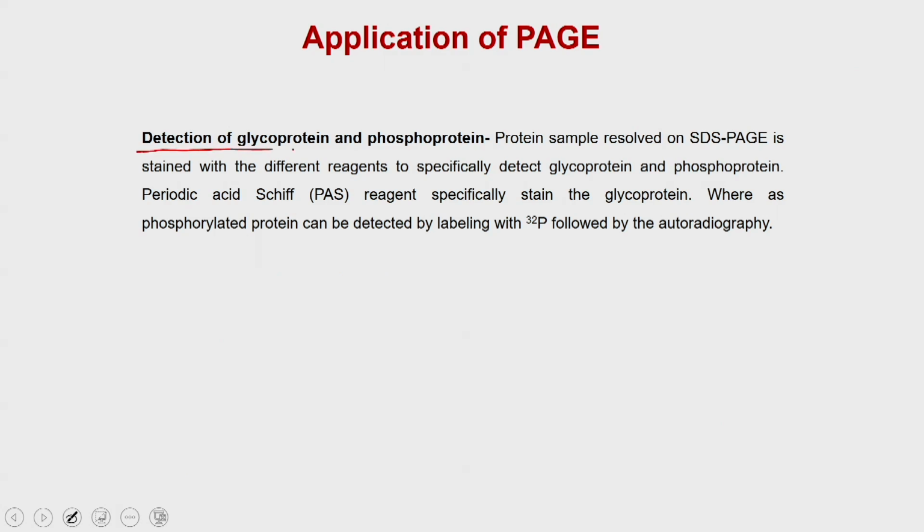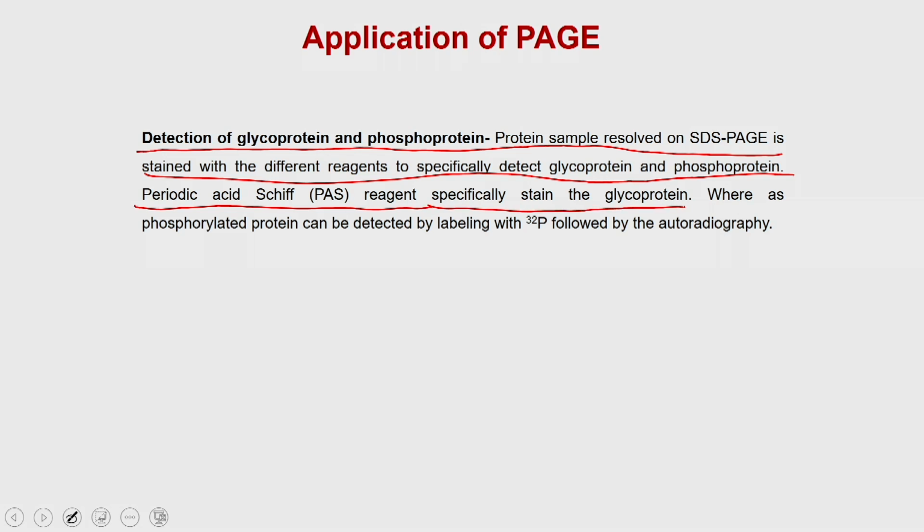Then you can also use this for detecting glycoproteins and phosphoproteins. So, you can run the protein samples and stain with different reagents to specifically detect glycoproteins and phosphoproteins. For example, you can use the PAS reagent, the periodic acid Schiff reagent, specifically to stain glycoproteins, whereas phosphorylated proteins can be detected by labeling with P32 followed by autoradiography.